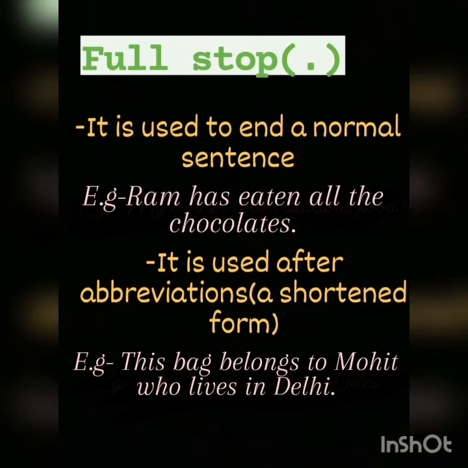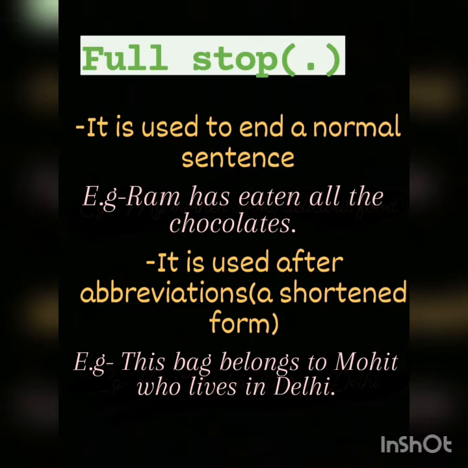You must be familiar with the full stop. You must have seen it also. So full stop is basically used to end a normal sentence. Normal sentence means any sentence in which we are talking about something or someone. For example, my mother cooks delicious food. This is a normal sentence and I have put a full stop after ending this sentence.